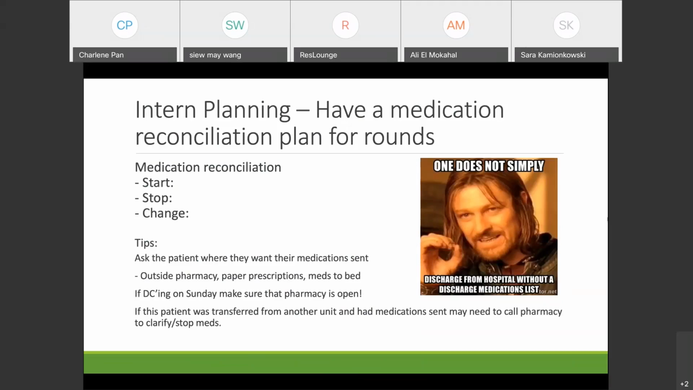And then if the patient was transferred from another unit and they maybe did some discharge reconciliation in MedRec and sent, say, Eliquis to the pharmacy, and you're no longer sending that patient on Eliquis but you're sending them on warfarin, you need to call the pharmacy and say, hey, don't fill that. It was a change of plan, okay?